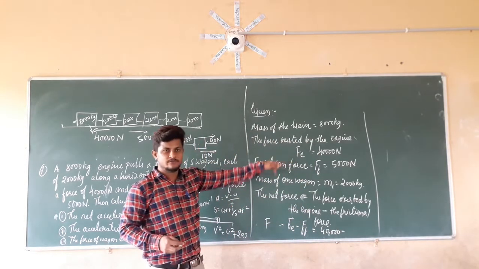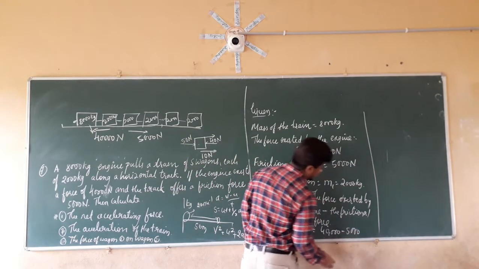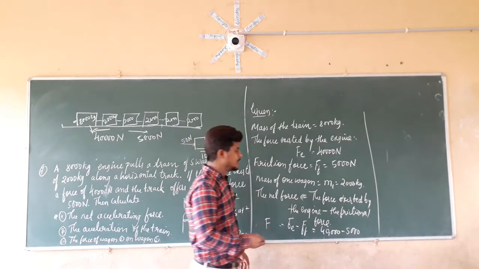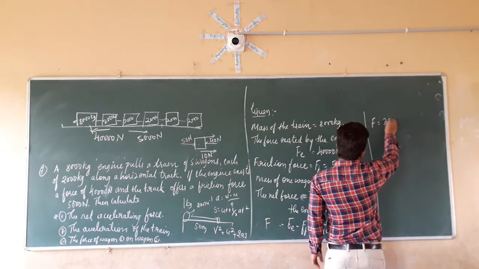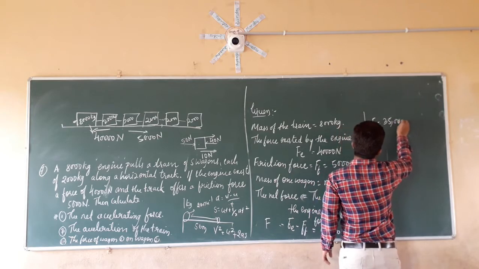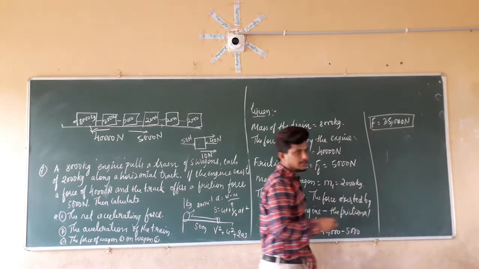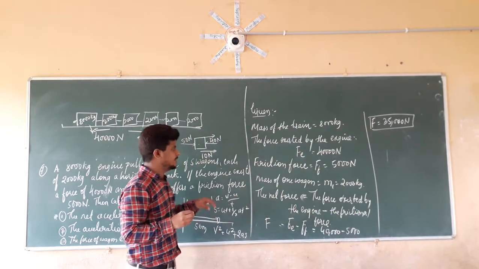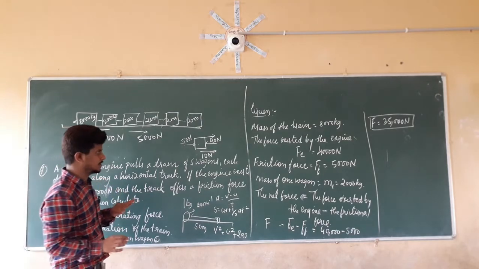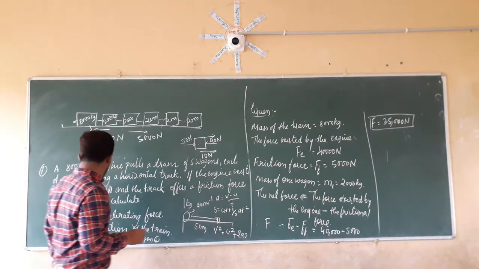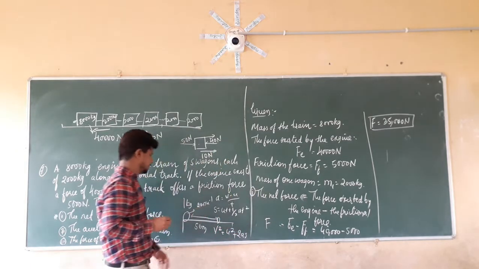Fe is given as 40,000 minus Ff is given as how much? It is equal to 5,000. Now 40,000 minus 5,000 is equal to how much? That is equal to F equals 35,000 newtons. So the net accelerating force acting on the vehicle is equal to 35,000 newtons. That is the answer for the first question.